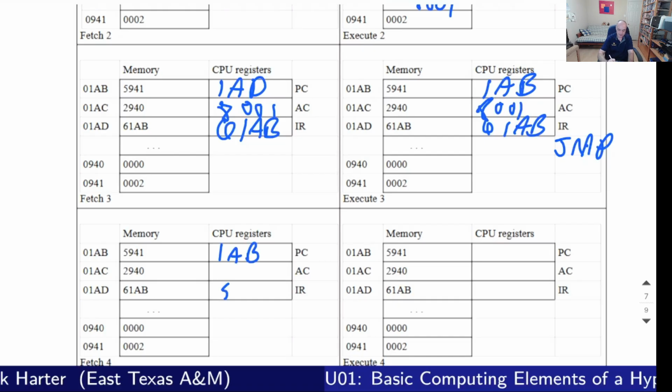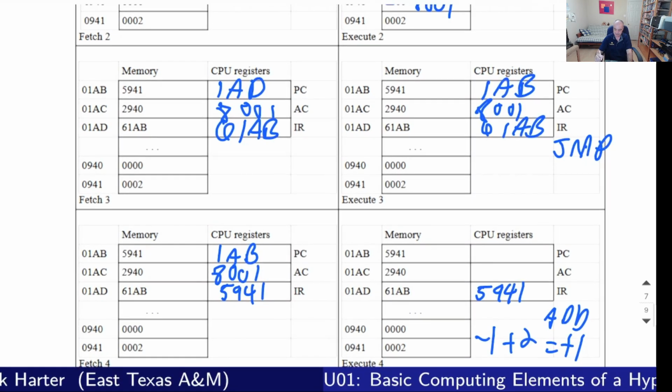So we'll get the 5941 add instruction back into the instruction register. We've currently got -1, or 8001, in the program counter. So we have -1 as the left-hand operand, and we want to add +2 again. So we end up with +1, which should be represented as 0001 in our hypothetical machine, right? And then we would increment the program counter to 1AC and continue on, right?